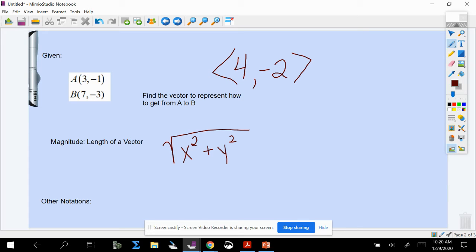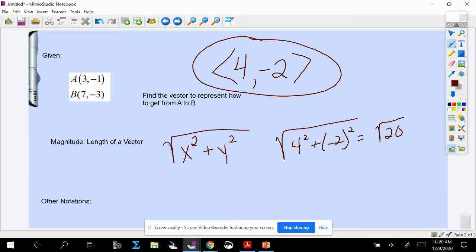So if I want to know how far we went to get from A to B, I can take the vector values and say, okay, well, it's 4 squared plus -2 squared, which is the square root of 16 plus 4, which is the square root of 20. And you're basically just doing a distance formula. To find the length from A to B, you are finding the distance we traveled from A to B. So we would say the vector moved 4 right, 2 down, and had a length of the square root of 20. And you can write it as a decimal if you'd like as well.